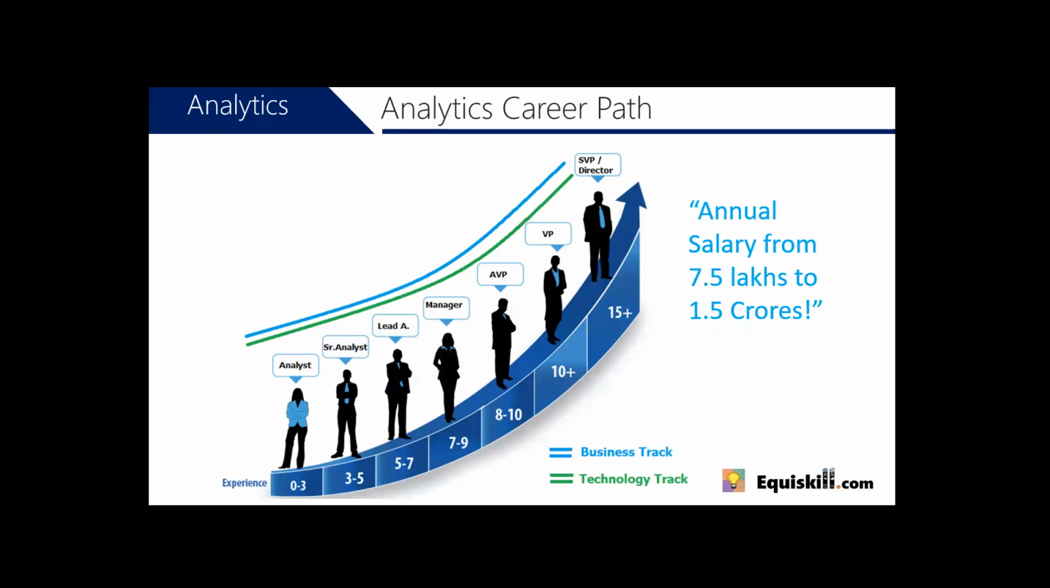And this is the typical career path, right? Let's talk about the career path that you can expect in the US. It could range anywhere from $75,000 onwards till at least $500,000. And in India, it could be 7.5 lakh rupees to 1.5 crore rupees at the top of the ladder.